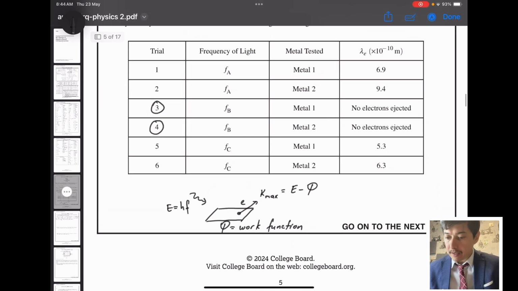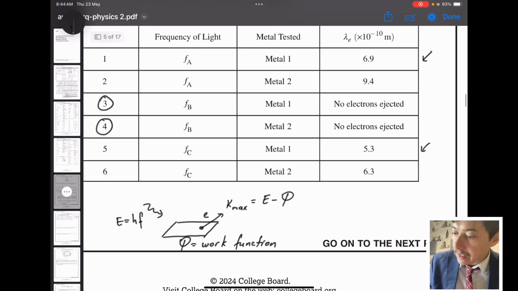To do that, let's choose trial number 1, when Fa was exposed on metal 1, and trial 5, when Fc was exposed on the same metal. And we can compare the de Broglie wavelength, and we can see that when Fc was exposed on metal 1, the de Broglie wavelength was smaller. So how can we use this information to compare frequencies?